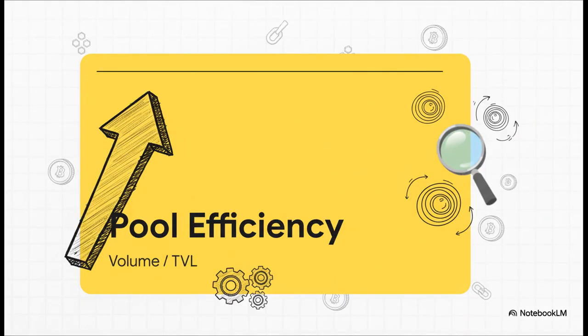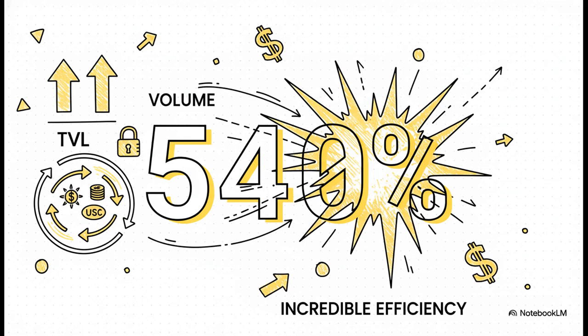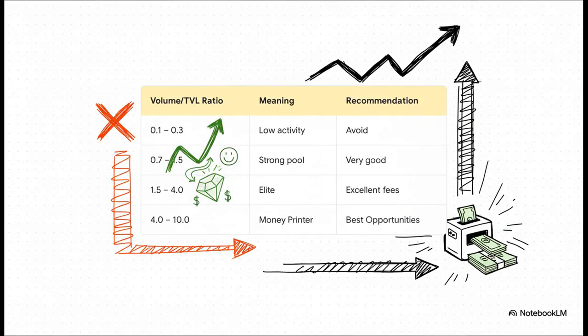And here's the formula. It's beautiful in its simplicity. You just take the 24-hour volume and you divide it by the total value locked. That's it. This gives you a number that tells you how efficient that pool is. So let's do the math for our example pool. We take that huge $241 million volume, divide it by the $44 million in TVL, and what do we get? We get a number around 5.4, or put another way, that's 540%. What that means is this pool traded its entire value over 5 times in a single day. That's insane efficiency.